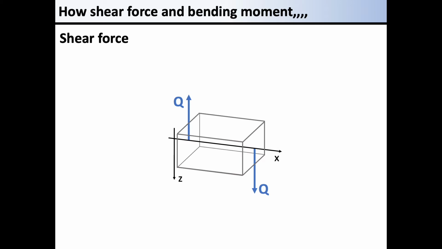A downward shear force, Q, acting on the right surface causes an upward reaction Q on the opposite surface. Shear forces of equivalent amount are acting on the right and left surface in pairs, facing each other toward opposite directions. This is how shear force in a beam behaves.